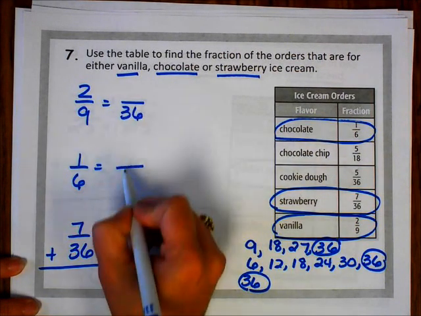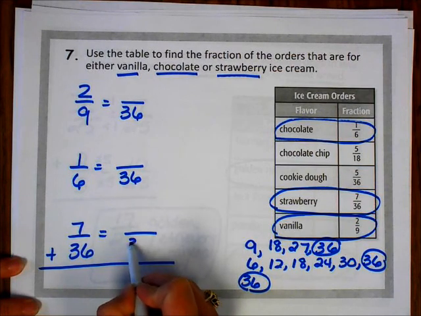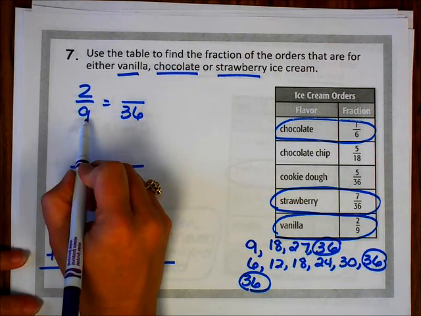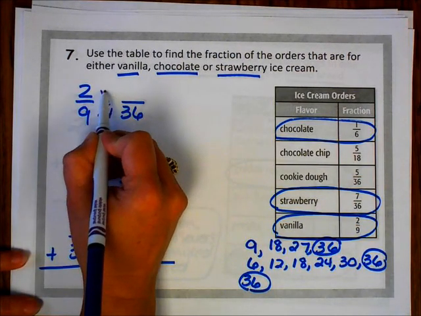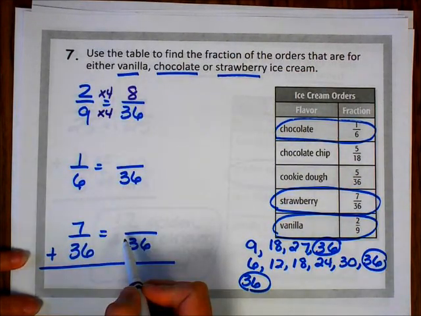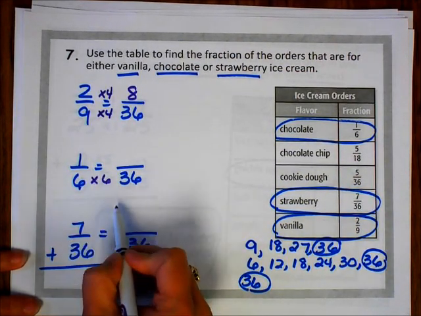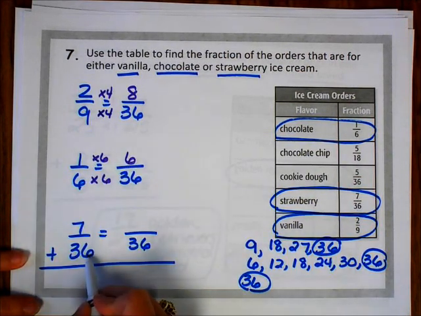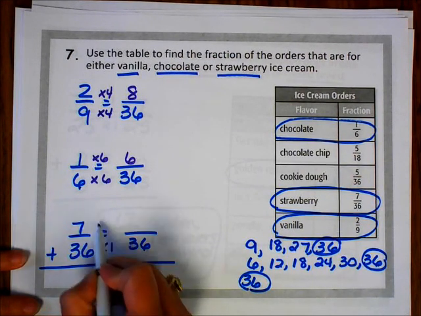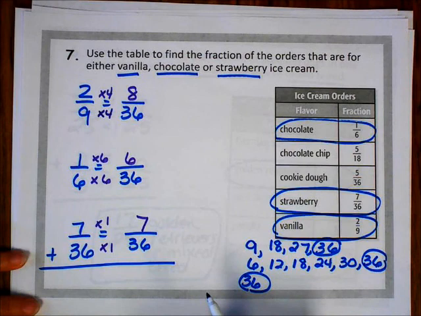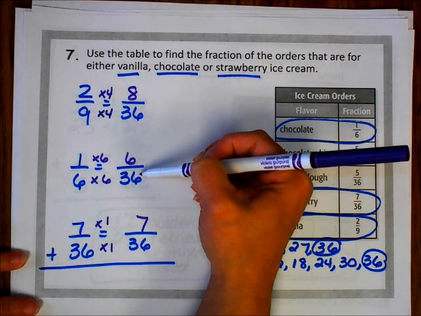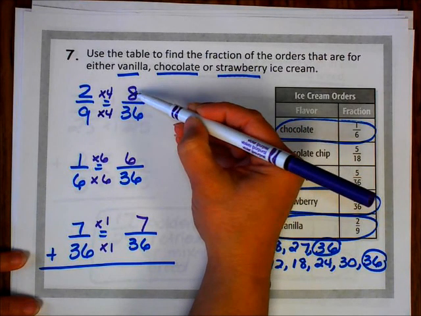So let's write our common denominator underneath our fraction bars. Now we can write our equivalent fractions. 9 times 4 is 36, so 2 times 4 is 8. 6 times 6 is 36, so 1 times 6 is 6. I know that my denominator stayed the same, so that's a times 1. So 7/36 stayed the same. So now I need to add 8/36 plus 6/36 plus 7/36. So let's break it down.